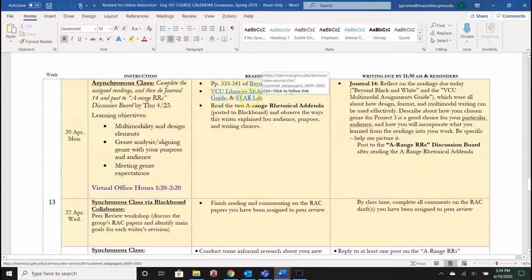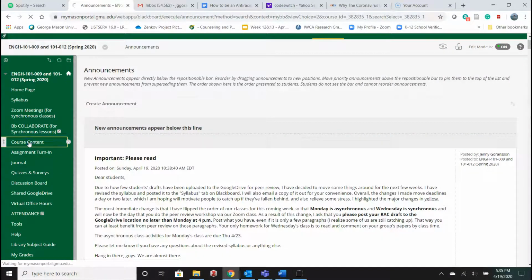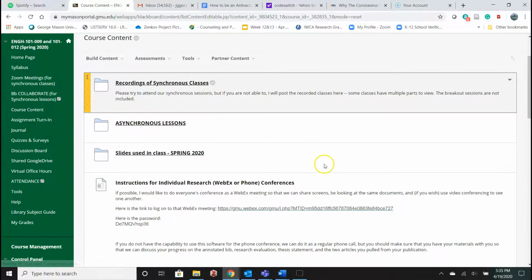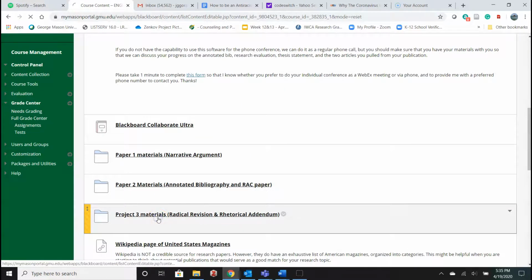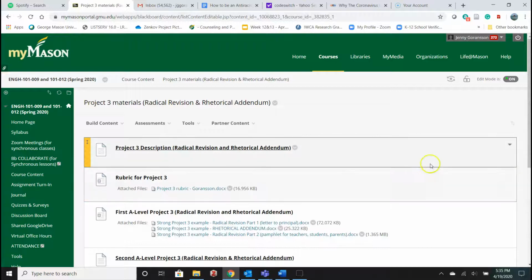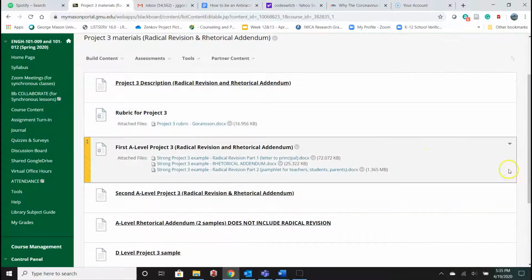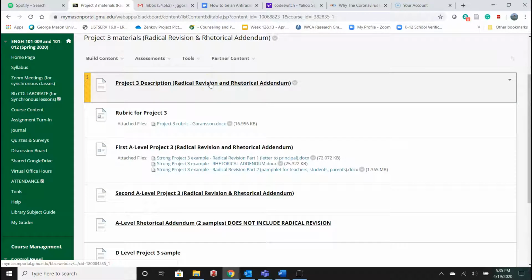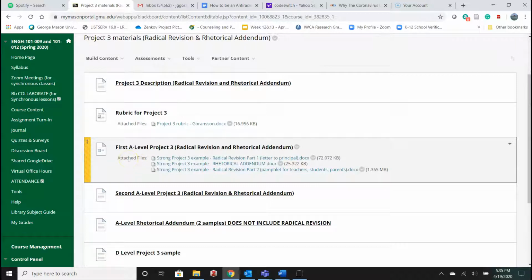And then the other thing you're reading for this class is the A-range project 3s, because I know sometimes the best way to see what is expected is to look at some examples. So just like usual, you can find them under course content, and then you go to paper 3 materials, and then my recommendation is, if you haven't already, read the description of the assignment, which is up here, and then just go in order of how they appear.